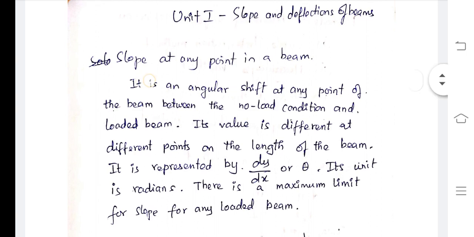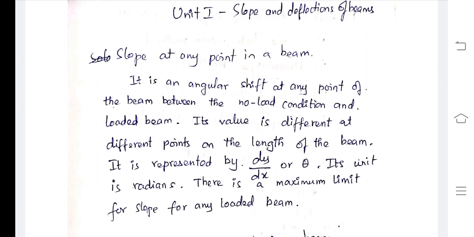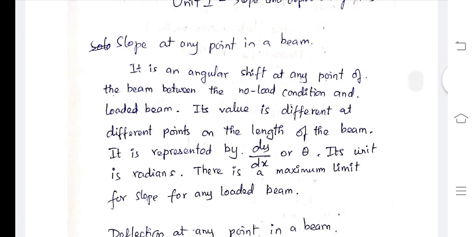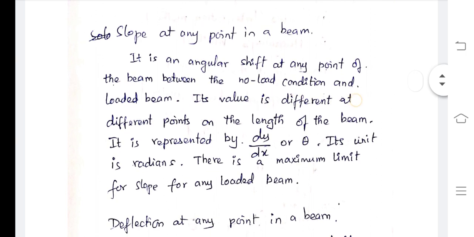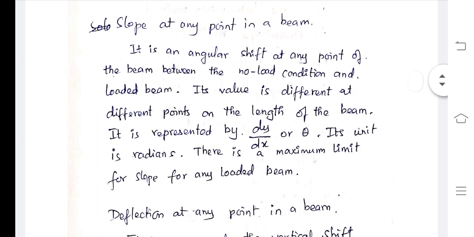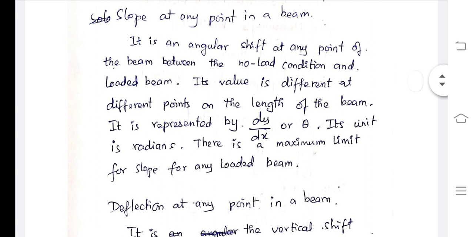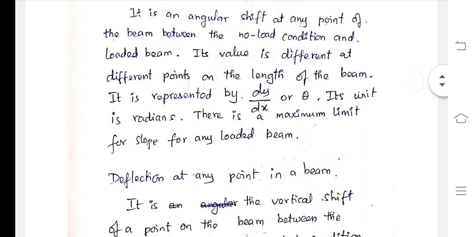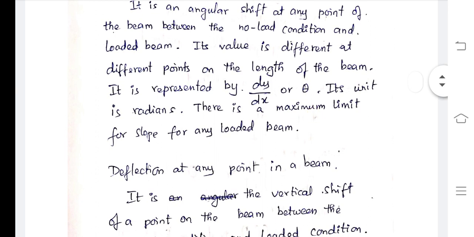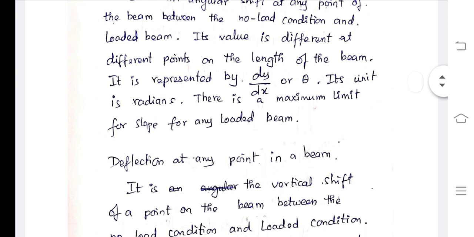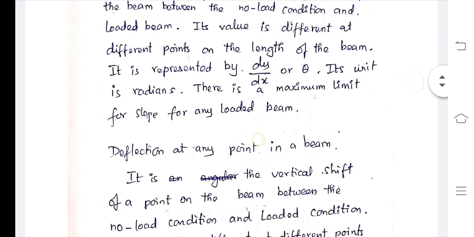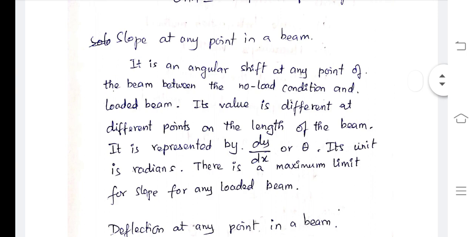Let's see. What is slope? Slope at any point in a beam is defined as an angular shift at any point of a beam between the no load condition and the loaded beam. Its value is different at different points on the length of the beam. It is represented by dy by dx or theta. Its unit is radians. There is a maximum limit for a slope at any loaded beam. Okay, so this is the definition.